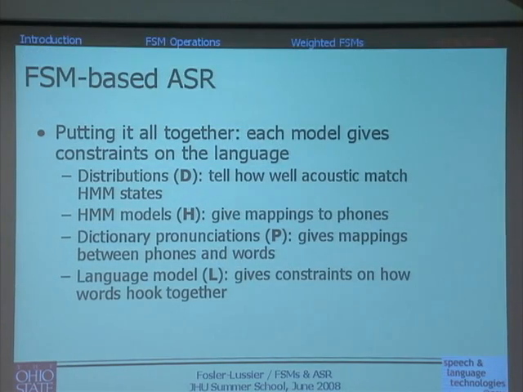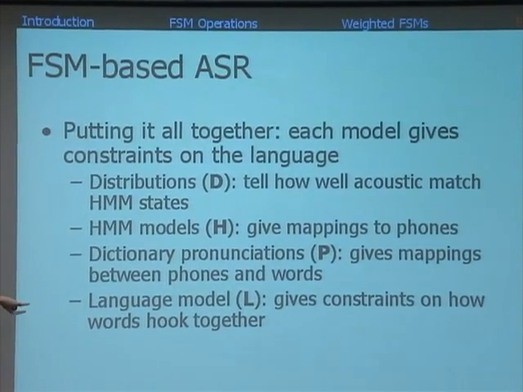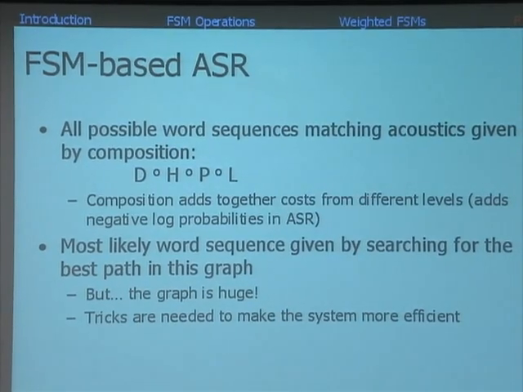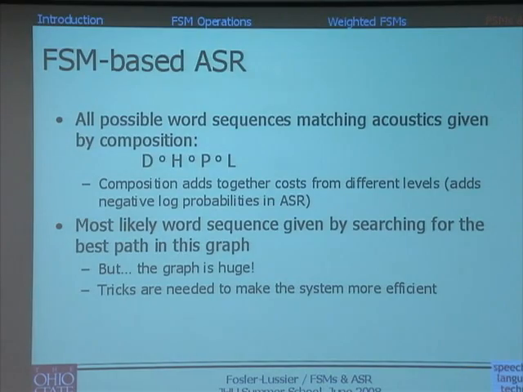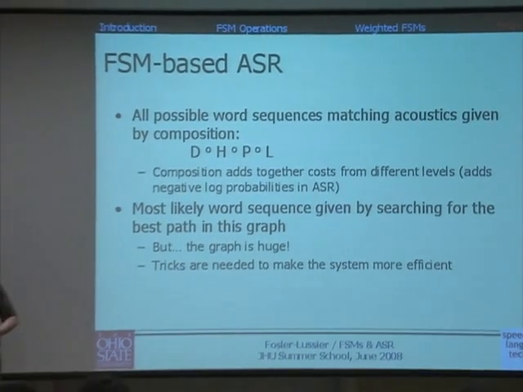All right. Okay. So now putting it all together, we've got all these different models, right? D, H, P, and L, and we're going to compose them, right? So they're going to add together the costs from the different levels, and you get negative log probabilities in ASR. Now, talking about what Dimitri was talking about, the fact that sometimes we actually do a weighted interpolation of the models. You can actually put in additional operations that say scale the scores on this composition by a certain amount, and that does the same sort of effect.